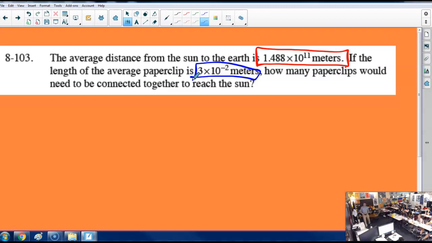The length of the average paperclip, because it's not more than a meter, is in small number scientific notation form, right? Negative power makes you have the tiny numbers. Remember, that means divide by 10 twice, right? So 3 divided by 10 twice.